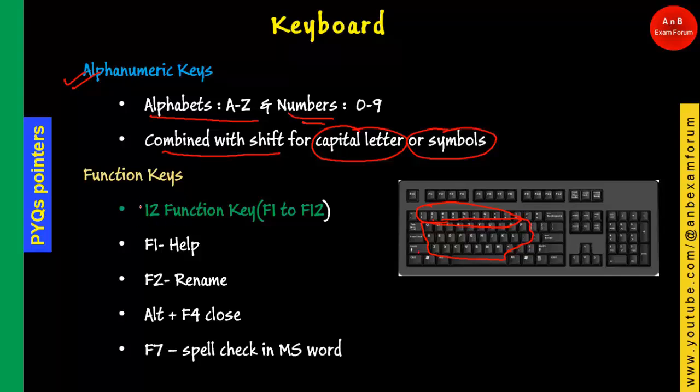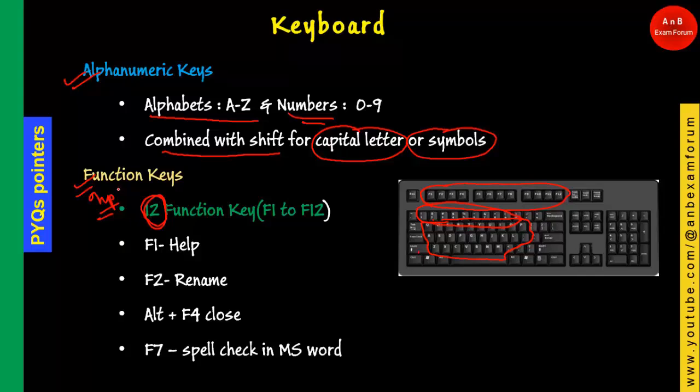Let's see, the next keys are the function keys. This is very important, students, and in the exam they will ask you how many function keys are there. Remember there are 12 function keys, and as you can see, these are on the top, F1 to F12. As the word suggests, these are function keys. Function means they are going to perform some function, some task.